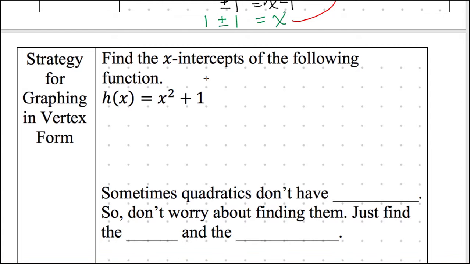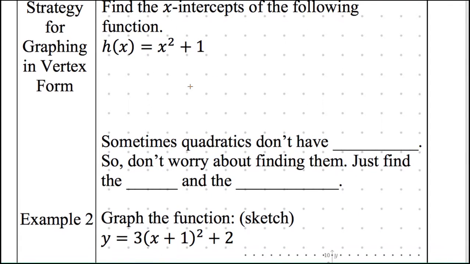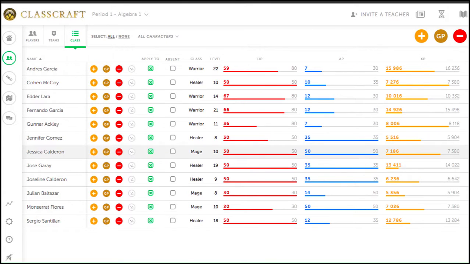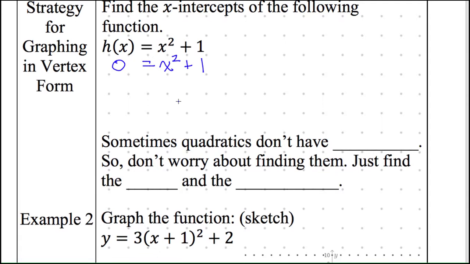How do I do x-intercepts again? Only one person, 2 people know x-intercepts, 3 people. Fernando again? Set the y to 0. Yep, set this thing to 0, this h of x to 0. So 0 is now equal to x squared plus 1. Thank you, Fernando. All right, I'm going to now subtract 1 on both sides. So when I subtract 1, I now have a negative 1. This positive 1 went away, and I have an x squared.